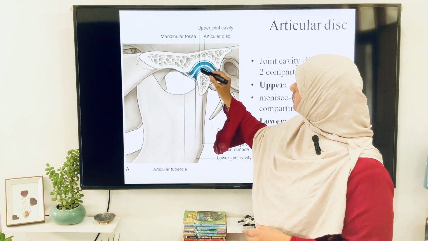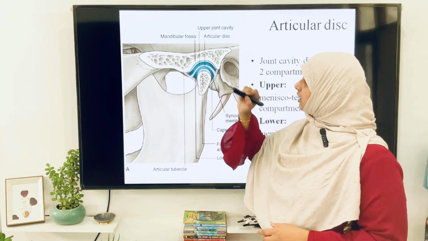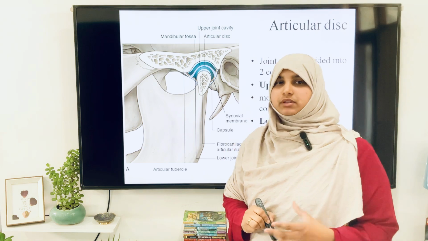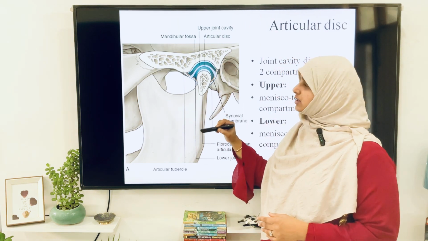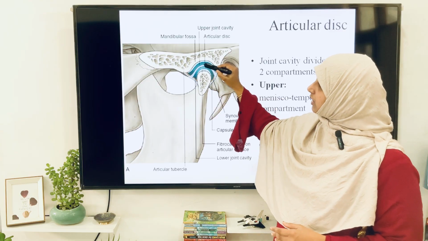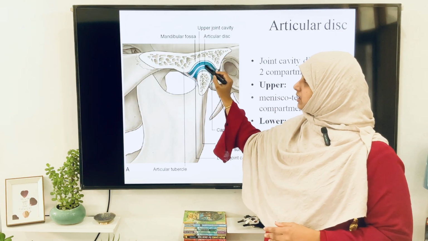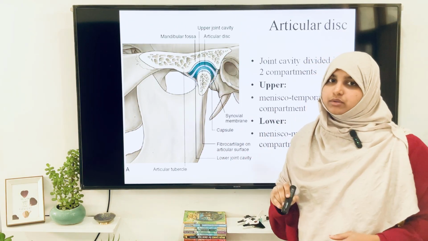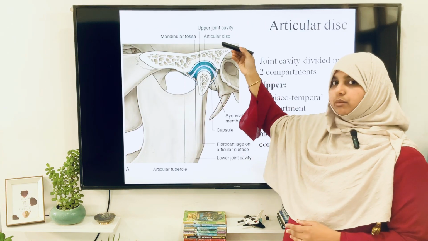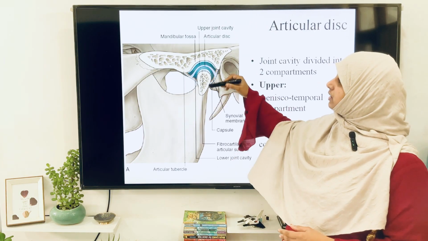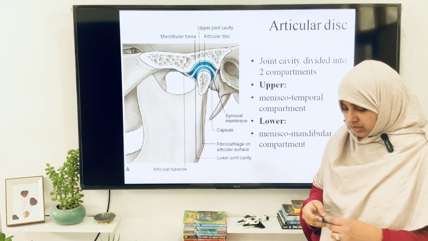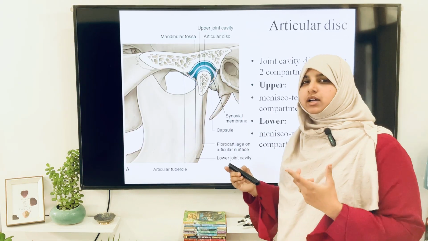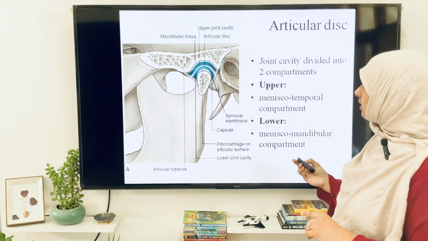Okay, and here we can see the articulating cartilage, which is fibrous cartilage. Now, this upper compartment is named as the menisco-temporal compartment, between the meniscus, that is the articular disc, and the temporal bone. So it's called the menisco-temporal compartment, and the lower compartment is called the menisco-mandibular compartment. Okay, so there are going to be some interesting movements occurring in these two compartments.